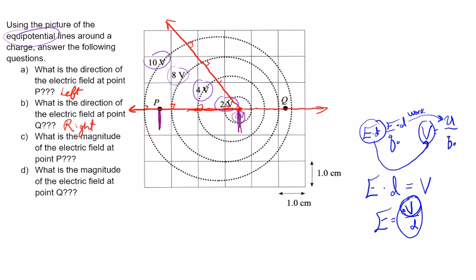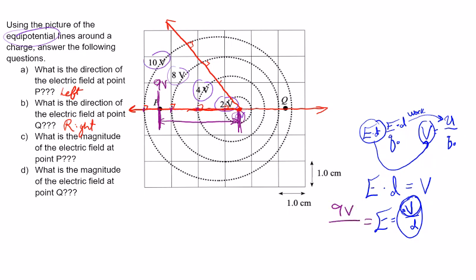What we need to do is figure out this distance, and figure out what that voltage is. Looking at this, it looks like 2 is here, 4 is there, 8 is here, and 10 is there. So we're halfway between 8 and 10. I would probably say that we're at 9 volts. So I'd say 9 volts there.